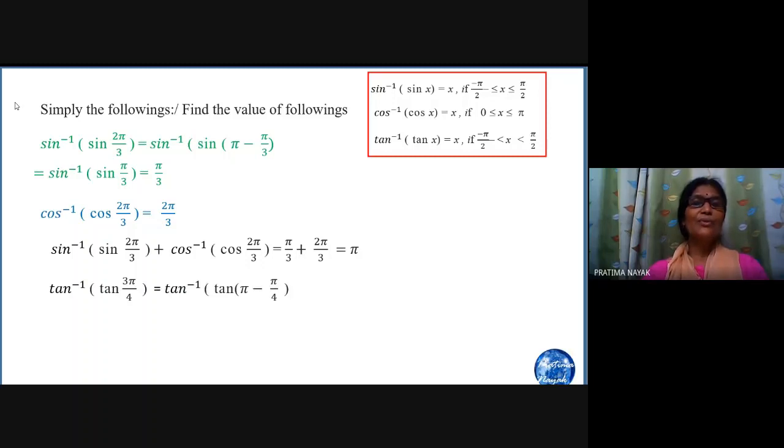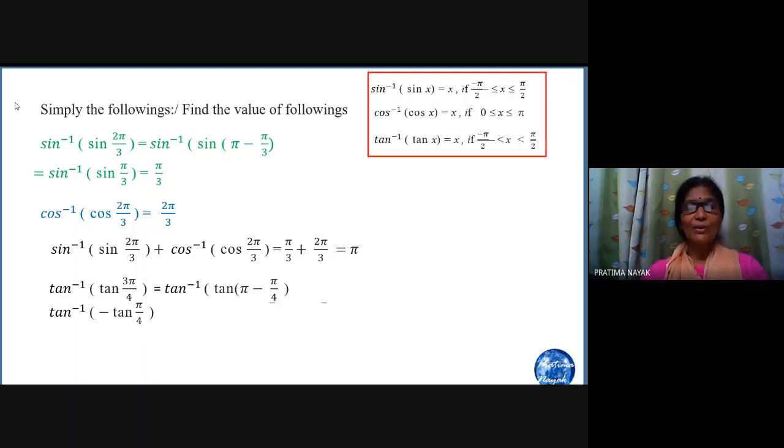So in a similar way, we'll go sine tan inverse tan pi minus pi by 4, because tan inverse is defined from minus pi by 2 to pi by 2. The value of x should lie in between. So to bring 3 pi by 4 into this interval, we'll write pi minus pi by 4. So tan of pi minus pi by 4 is minus tan pi by 4. So that will be tan inverse of minus tan pi by 4.